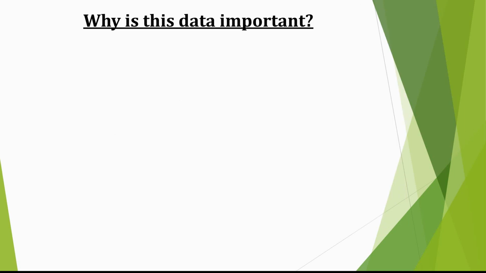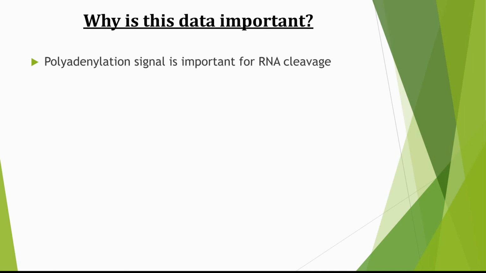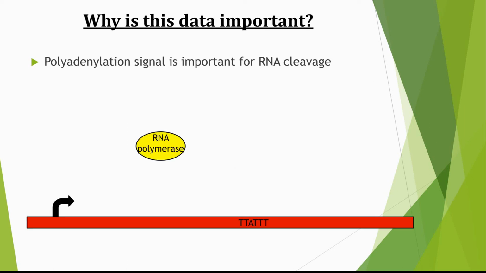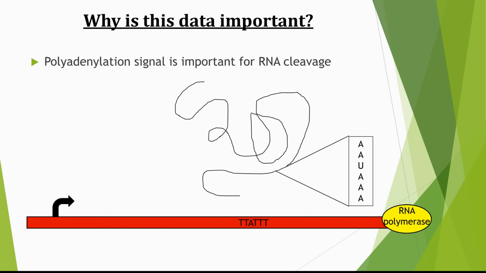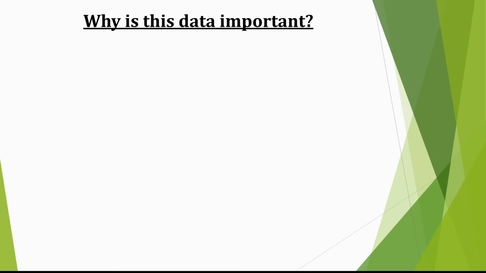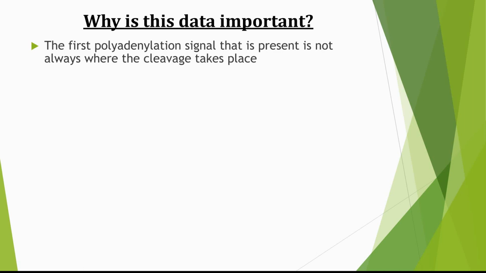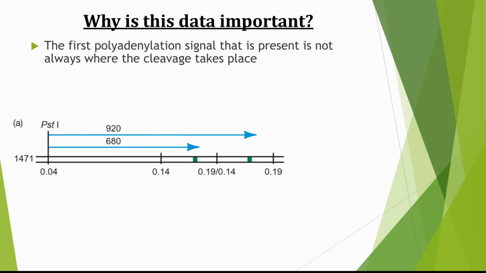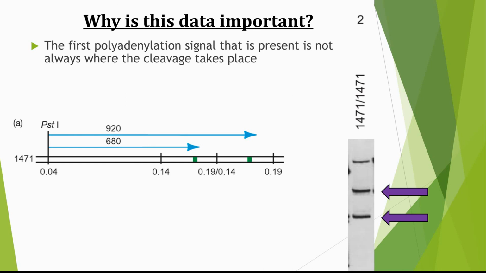So what have we learned from this data? Why is it important? Well, we know that the poly-A signal is important for mRNA cleavage, since we saw that transcription will occur past this site and will not be cleaved until the signal is reached. We can also say that the first polyadenylation signal that is present might not always be where the cleavage takes place, since we saw that with 2 poly-A signals, cleavage happened around equally at each site.